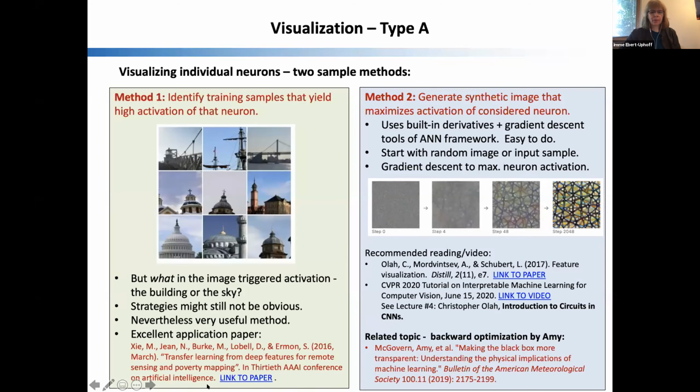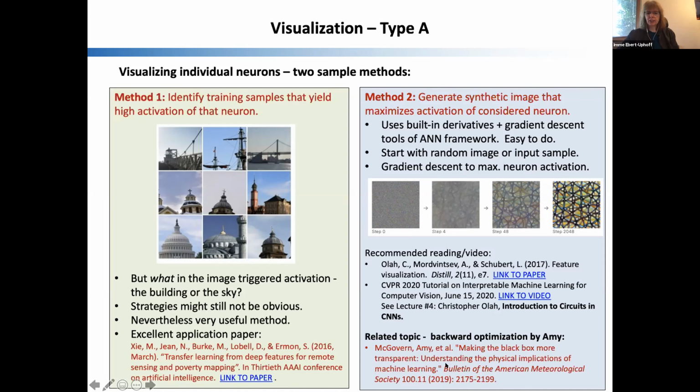And a wonderful example of that is this paper down here, which is also a wonderful example of transfer learning. So I highly recommend this paper by the Stanford group. Method number 2 is to generate synthetic images that maximize the activation of a specific neuron. And you heard a little bit about that already from Amy. And so a great paper that discusses that for atmospheric science applications is Amy's paper over here.